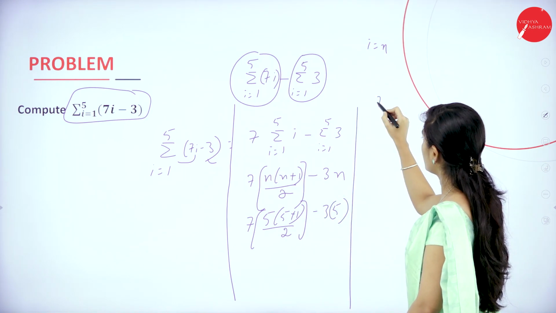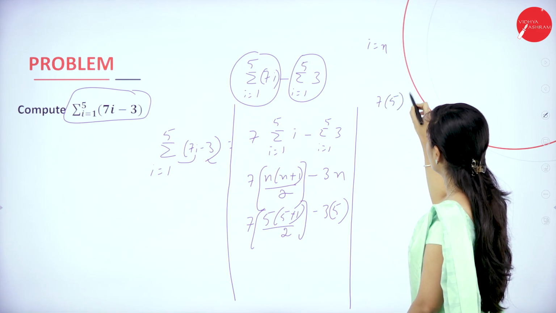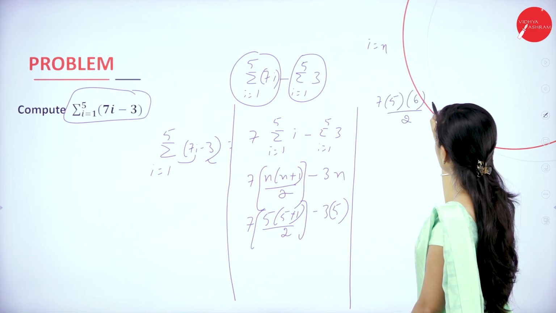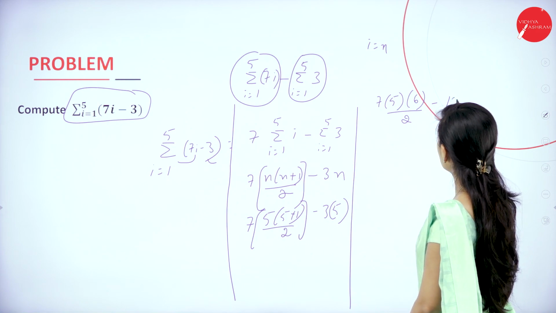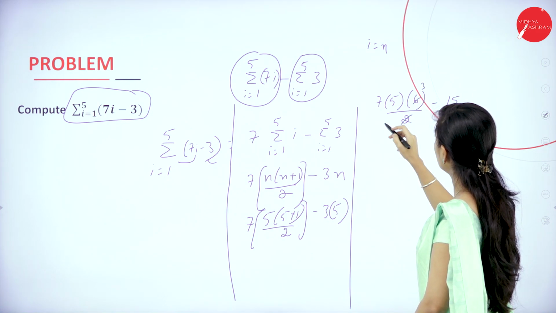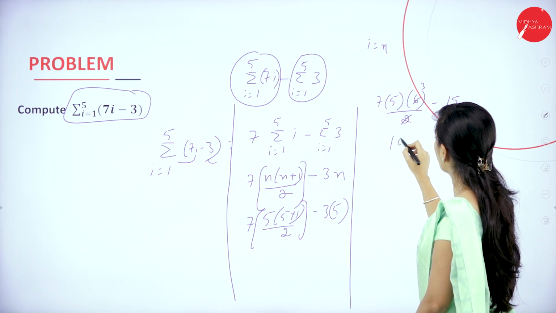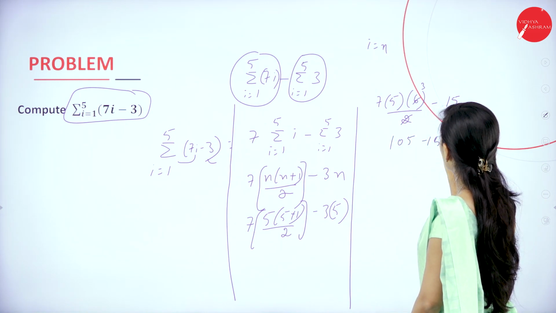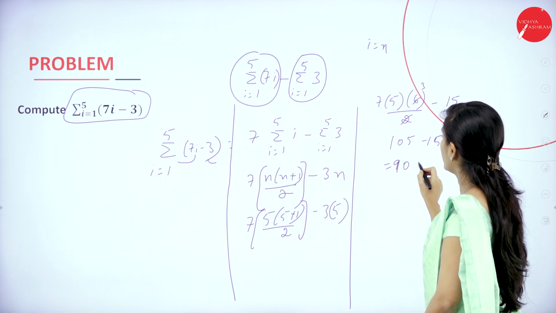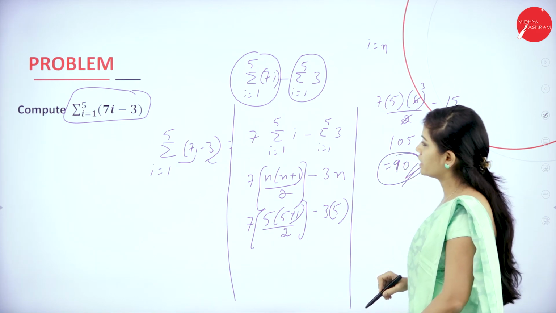Simplify this. 7 into 5 into 6 by 2 minus 3 into 5 is 15. So 2 ones are 2, 2 threes are 6, 7 into 5 is 35. 35 into 3 is 105 minus 15, it is 90. So 90 is the correct answer.